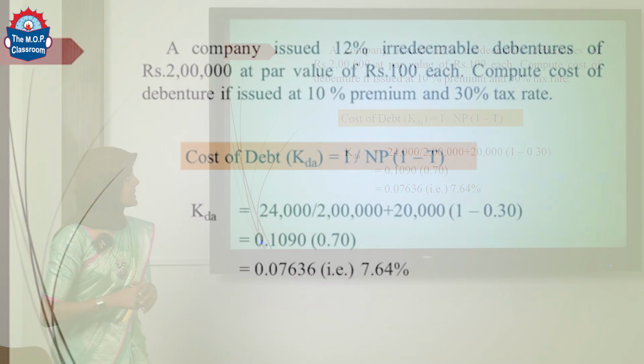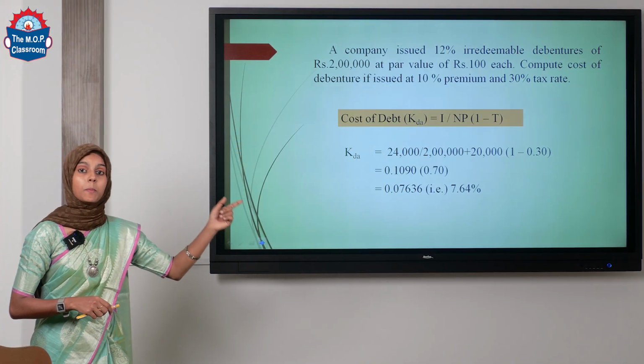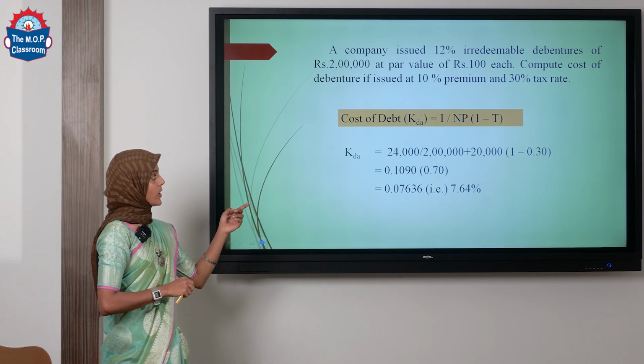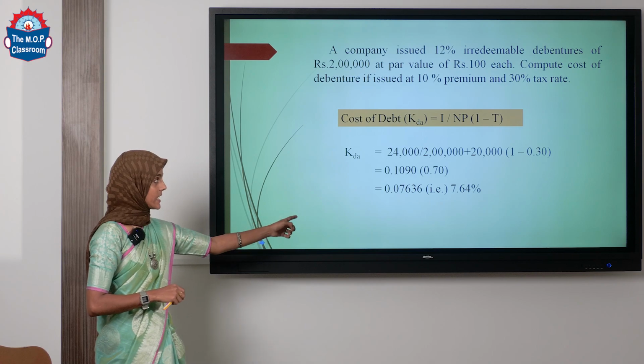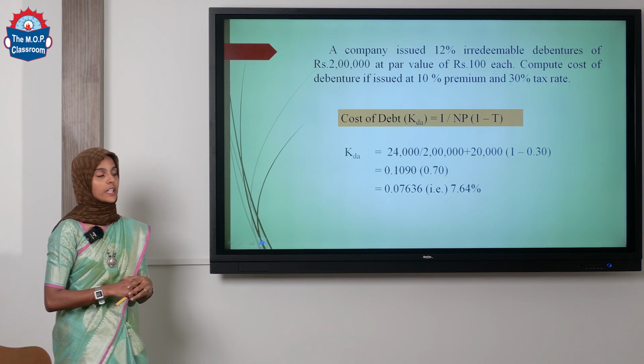A company issued 12% irredeemable debentures of 2 lakhs at par value of rupees 100. Compute the cost of debenture if issued at a premium and 30% tax rate. So, the formula will be I divided by NP, into (1 minus T). Here net proceeds is the par value of the debenture plus the premium amount. So, 2 lakh is the value, and it is issued at a premium of 10%. So, it is 2 lakh plus 20,000, which will be 0.1090 before tax, and upon calculating tax we will get around 7.64% as our cost of debt.